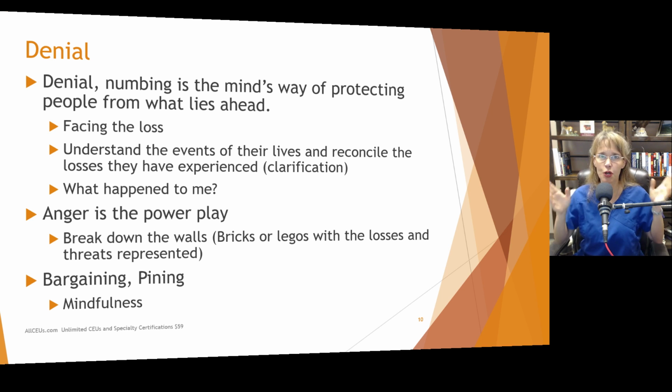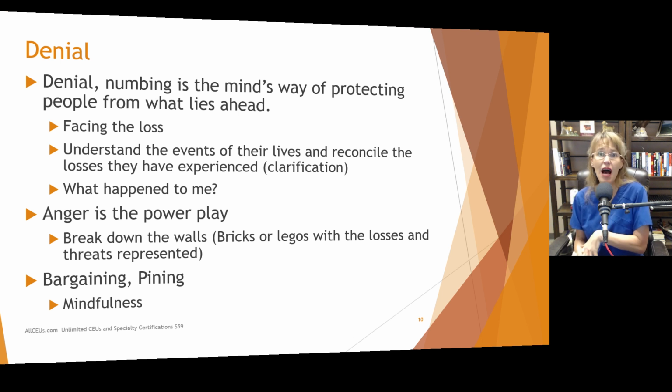Van der Kolk has a book called The Body Keeps the Score. Beautiful book, wonderful book to read if you work with trauma, which often accompanies loss. Bargaining and pining is the next issue that we'll talk about, not necessarily the next in a line of phases, but we want to help people develop mindfulness, awareness of what's going on in the moment, awareness of what they do and don't have control over, in order to help them move through that bargaining situation.